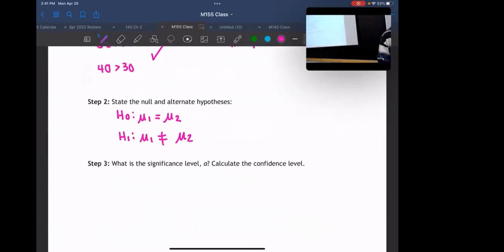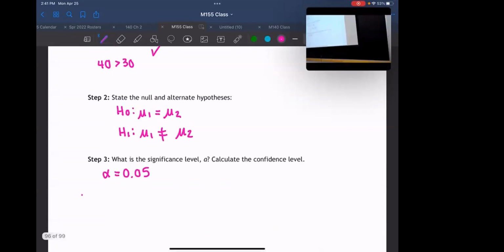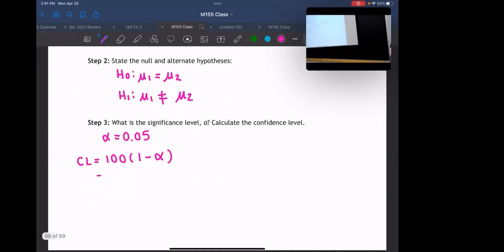Next, we're asked what the significance level is. Well, the question gave us alpha equals 0.05. But now we have to find the confidence level. Remember, the confidence level is equal to 100 times 1 minus alpha. So basically we plug alpha into the confidence level: 100 times 1 minus 0.05. 1 minus 0.05 is 0.95, so multiply that by 100 and you get 95%.